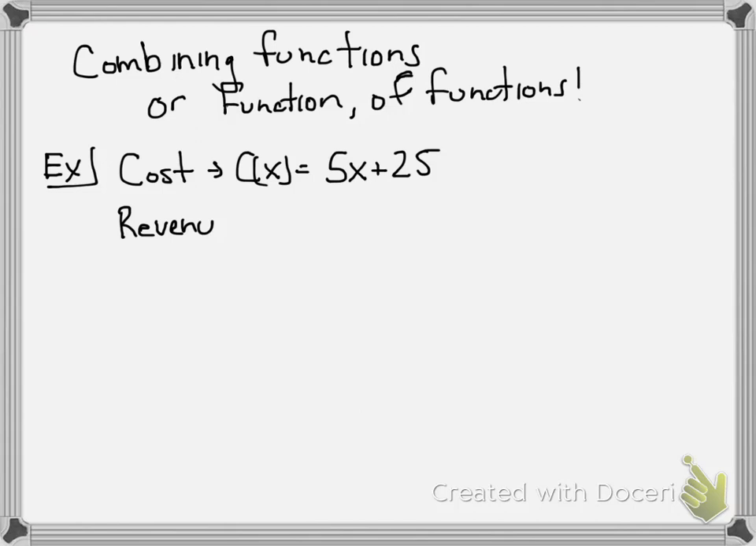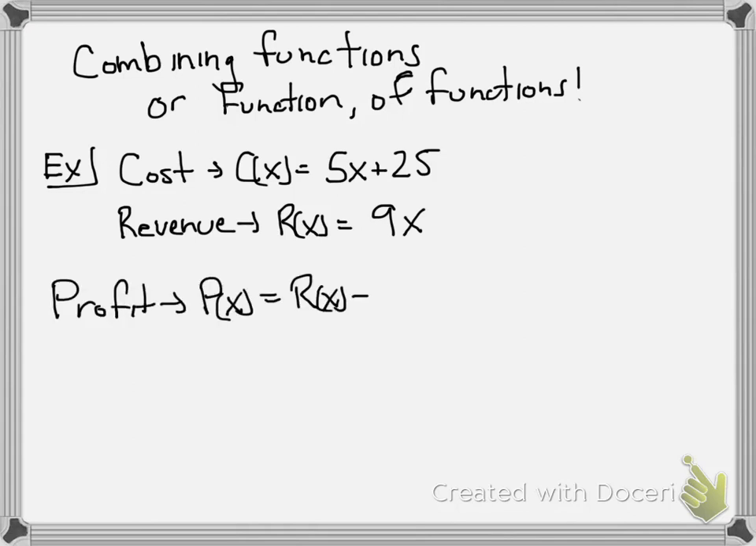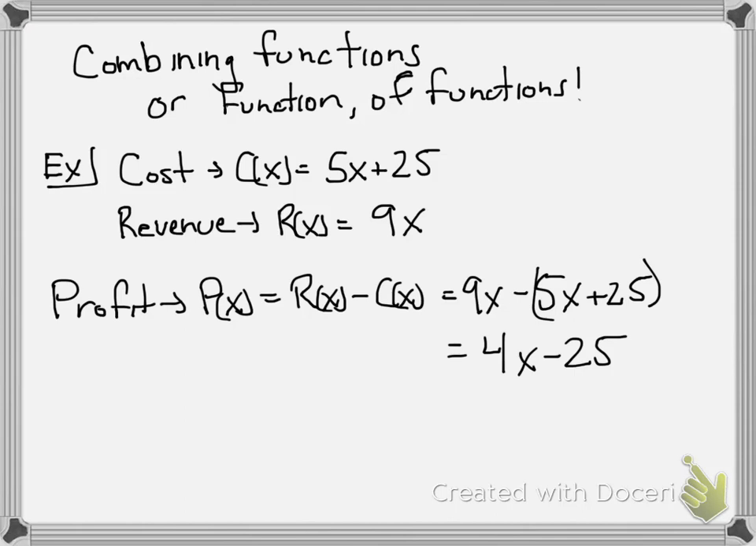We have the cost of something. Let's say it costs us $5 for every unit we sell, and we've got some fixed overhead cost of $25. And we've got a revenue, we sell every unit of something for $9, for example. Well, then we have our profit, P of x, which is equal to the revenue minus the cost. So we've got 9x minus (5x plus 25), which goes to 4x minus 25.